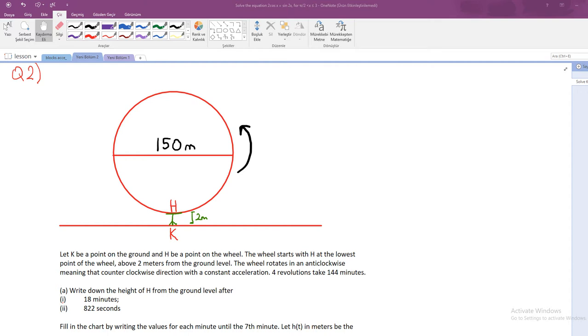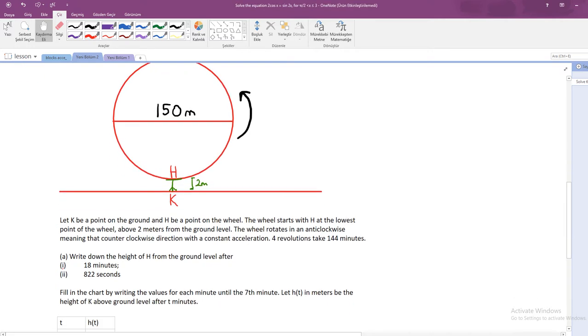Hello everyone. In this question we are going to be solving a Ferris wheel problem. As you can see, there is a wheel and it is above the ground about 2 meters. So let's read the question. Let K be a point on the ground here and H be a point on the wheel, it is here. The wheel starts with H at the lowest point of the wheel, about 2 meters from the ground level.